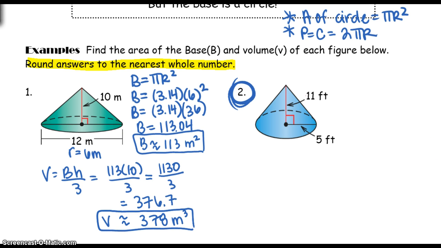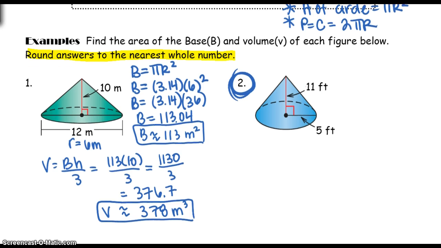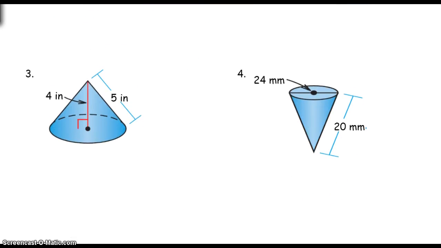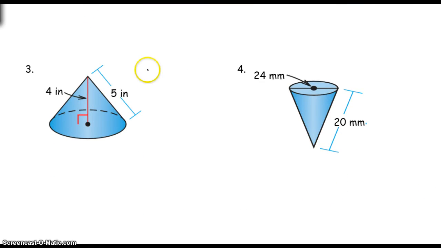If you need to rewatch 1, but 2 is almost identical to it, except I'm giving you the radius instead of the diameter. So let's move on down to here and look at number 3. On number 3, we're going to do the same thing. So first, let's find the area of the base. Pi r squared. Pi is 3.14, and in this picture, we don't have a radius, do we? So let's draw this triangle in. This right here would be our radius.